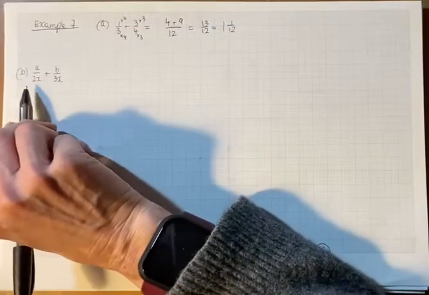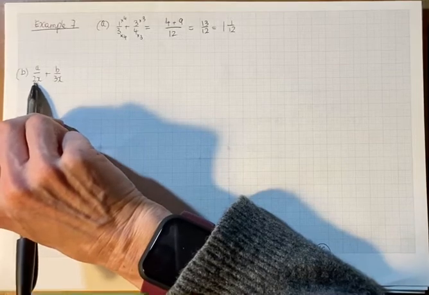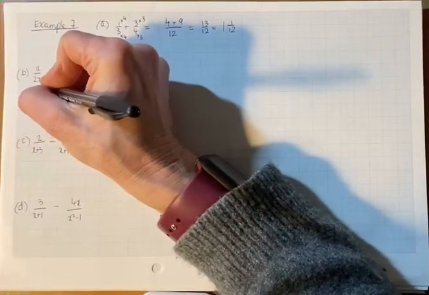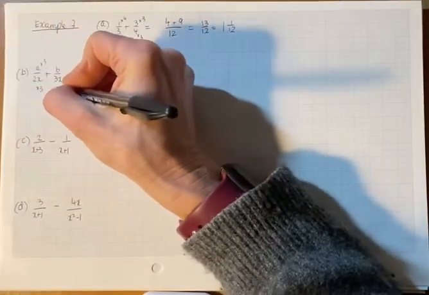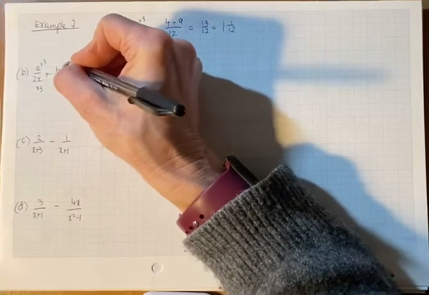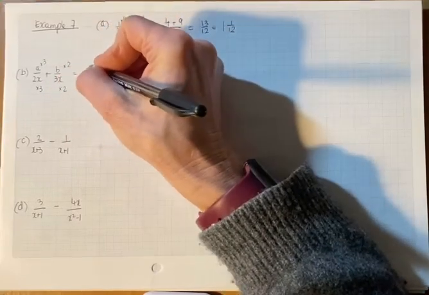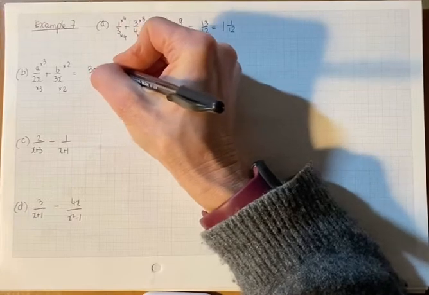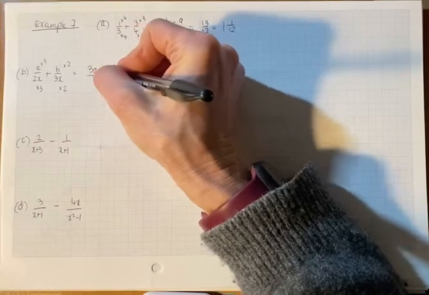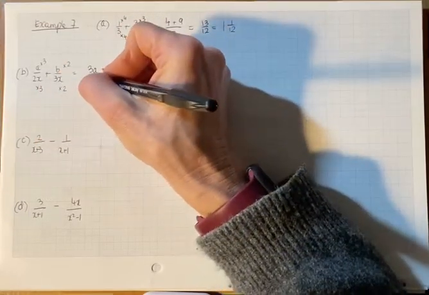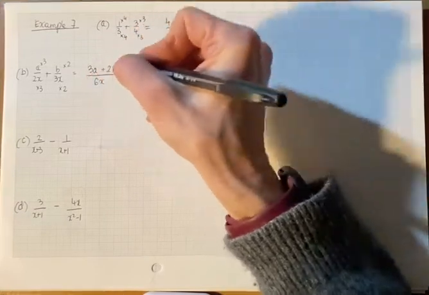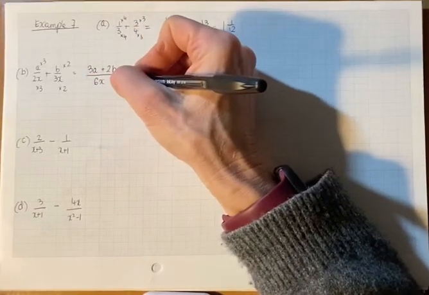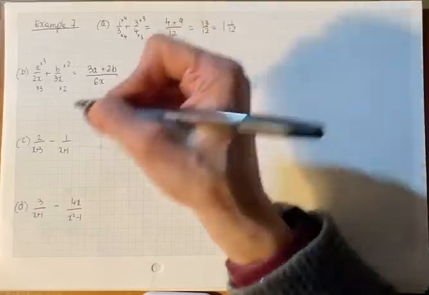So over here, the common denominator is going to be 6x. So multiply this one by 3 and the second one by 2. So you are going to get 3a plus 2b. That's what you are going to obtain in the numerator, and in the denominator 6x. There's nothing else I could do with that, so you leave your answer as it is.